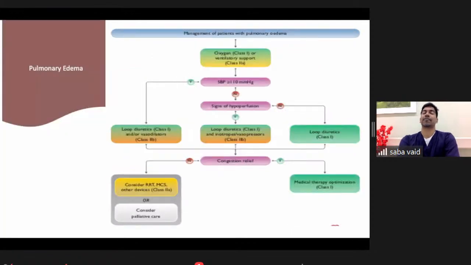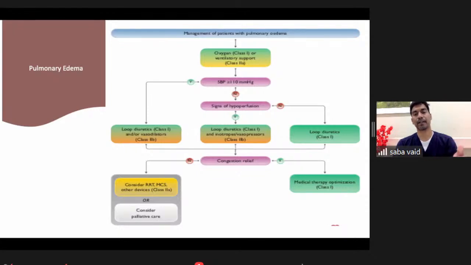The next category of presentation of acute heart failure will be those with pulmonary edema. Now, in pulmonary edema, most of the time the only problem is pulmonary congestion and hypoxia, and it's very easy to say that the answer would be a diuretic. Now, the thing is, a lot of times when you give a diuretic, it takes some time to act.